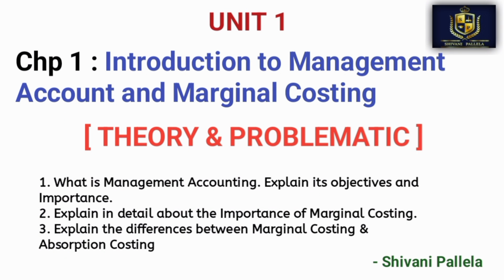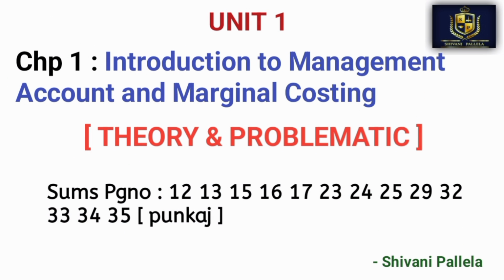So unit 1, chapter number 1, management accounting and marginal costing. In that we are having only three questions. If they give a theory question from chapter number 1, they will give it out of these three only, so no additional question will be added in this chapter. So compared to decision making, you are preparing only one unit, that is chapter number 1. So in chapter number 1, prepare these three theory questions as well as problematic also. Then you will be able to attempt the ninth question.